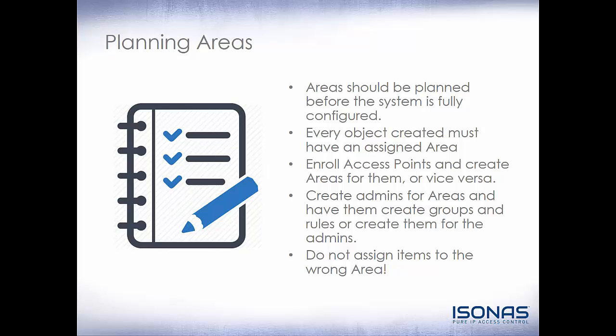We saw that every object created must have an assigned area. When you're creating these objects, ensure that they're assigned to the correct area. Enroll access points and create areas for them, or vice versa. In this scenario, I already had the access points created. If you have hundreds and hundreds of access points, you probably don't want to go back and reassign those all to areas. You're going to want to create your areas first, and then enroll your access points and assign those to those areas during that process.